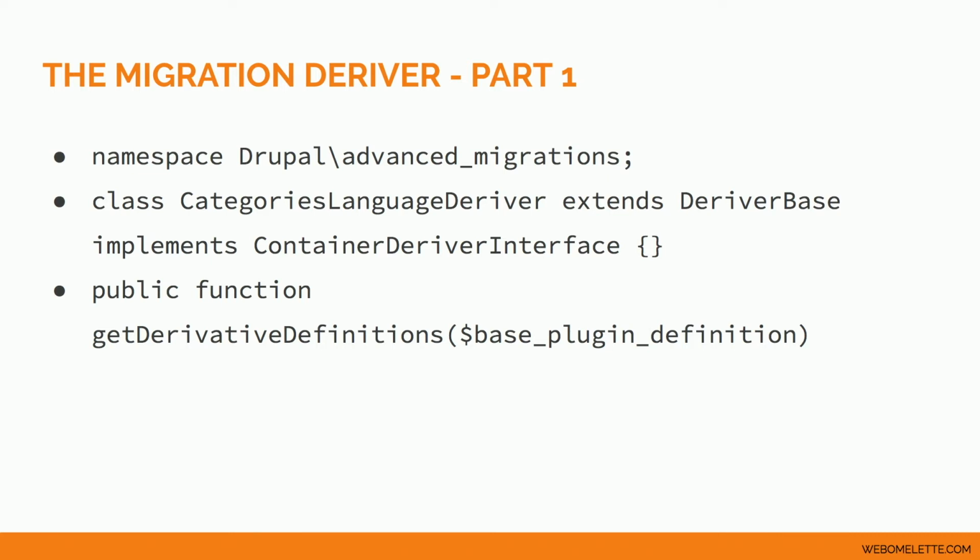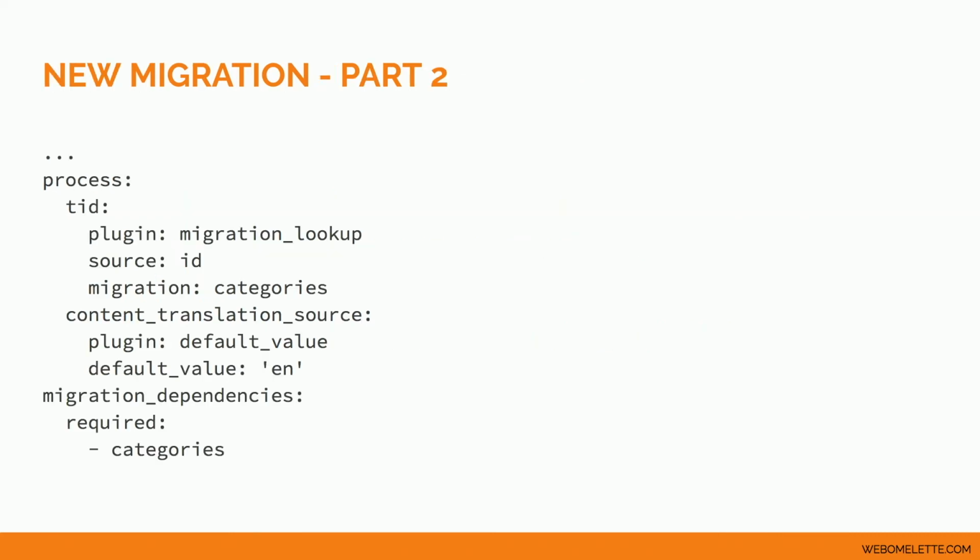What is the base plugin definition? This, in array format. So all of this comes as one array, gets passed to the deriver, and then the deriver does whatever it wants with it. It can remove stuff, add stuff, change stuff, add more process plugins, even change the source. Like, I had a migration once in which I changed the path of the source file dynamically, because the CSV file is located in different places. So things like that.